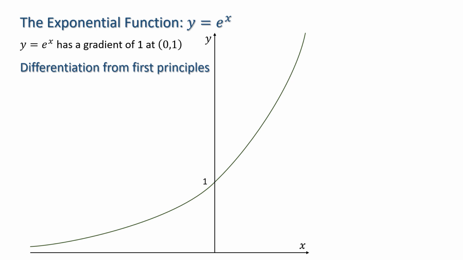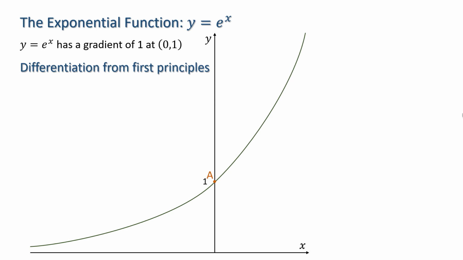Differentiation from first principles. If you aren't familiar with this method, I recommend viewing my video entitled "What is differentiation?" before proceeding further. Okay, so here we see the point where the curve of y equals e to the x intercepts the y-axis. We know that the tangent of the curve at that point has a gradient of 1.